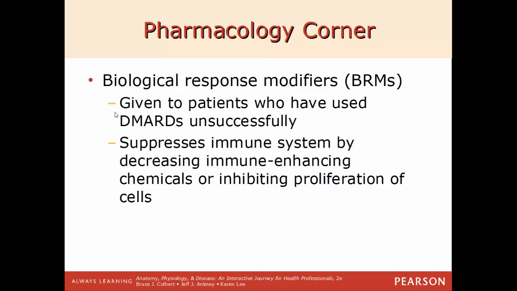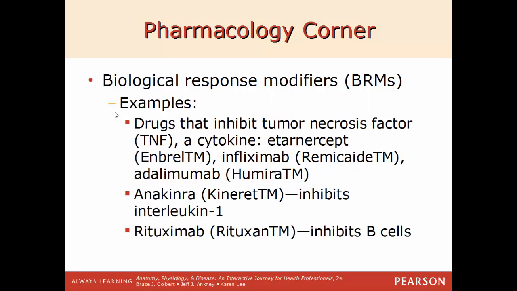All right, next kind, BRMs, the biological response modifiers. These are given to patients where the DMARDs haven't worked in the past. And these work by suppressing the immune system, by decreasing the immune-enhancing chemicals, or by inhibiting proliferation of cells. Some examples of this: drugs that would inhibit TNF, the tumor necrosis factor, which is a cytokine. Humira is a trademark name. Remicade is another trademark name drug. Enbrel, Rituxan will inhibit B cells. These are all trademark brand names of these types of BRMs.